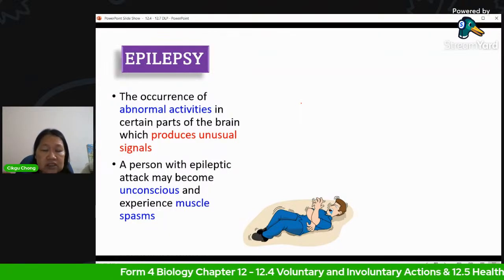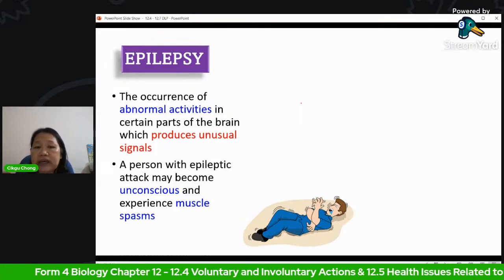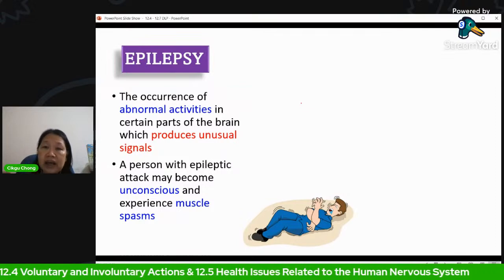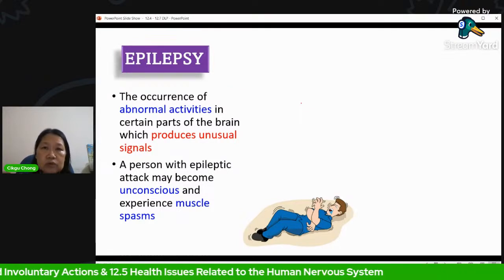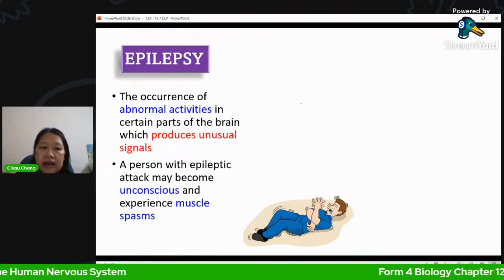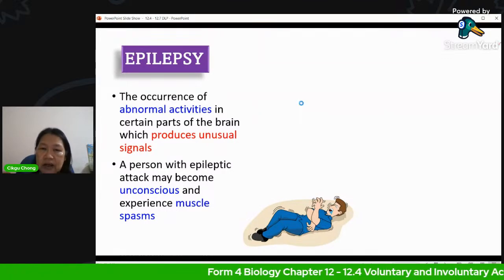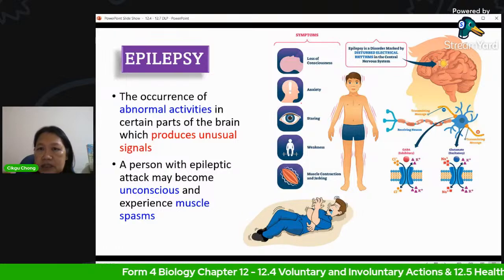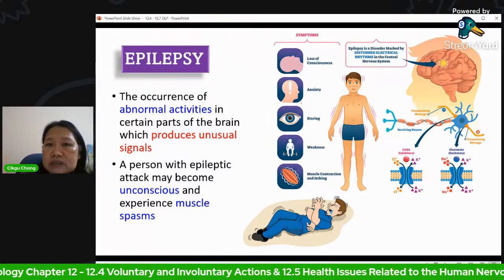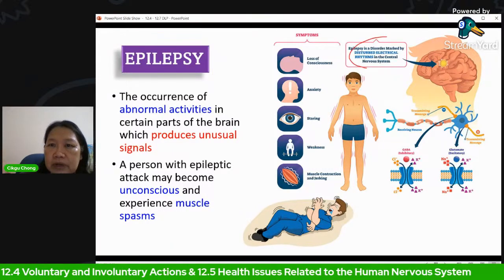The person can be unconscious. Most of the time the person doesn't even know that he has undergone this, unless you videotape it and show the person, oh, you were like that just now. They don't even know that they did this. And they experience muscle spasm, that means convulsion, shaking. This happens because of the disturbed electrical rhythms in the central nervous system, in the brain.